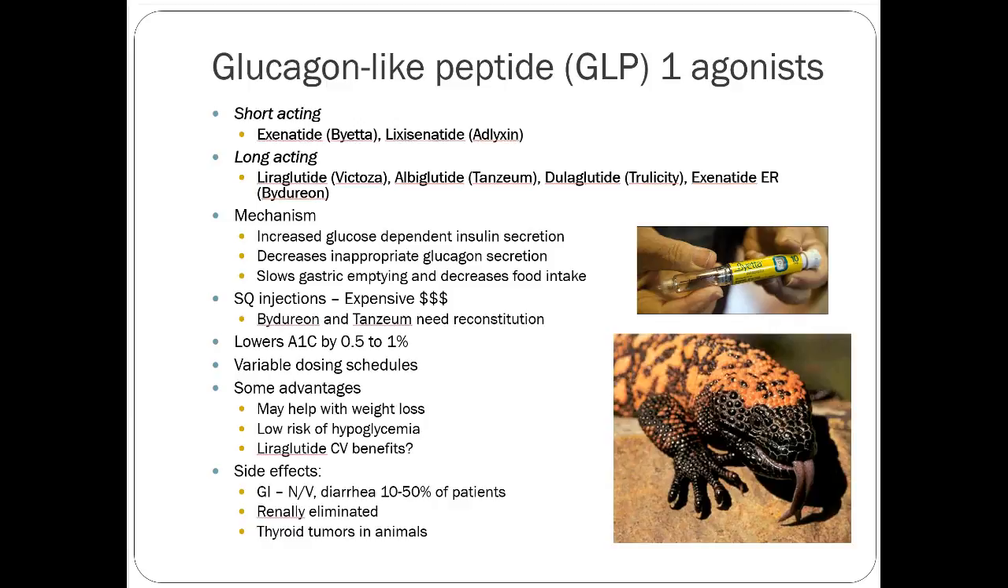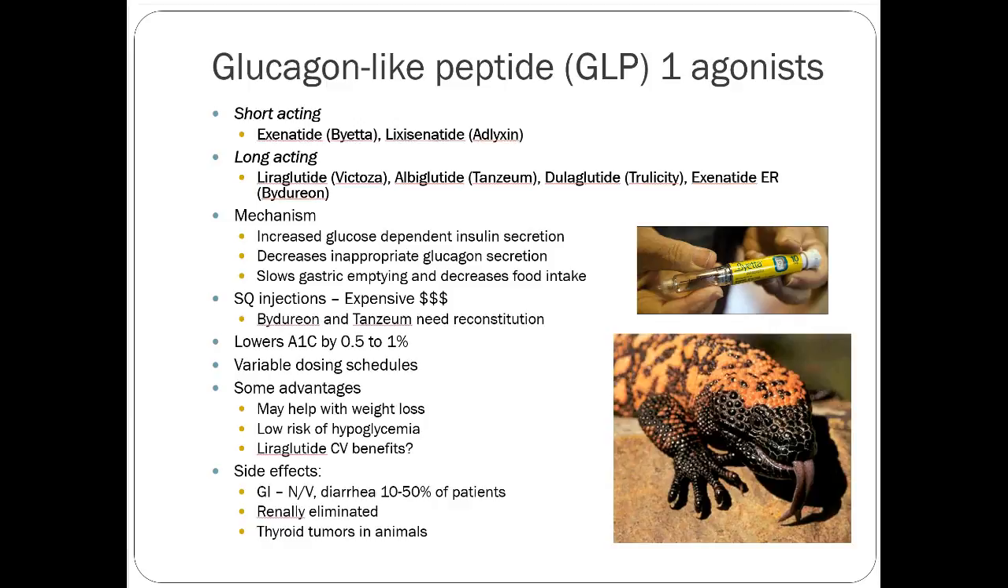Dosing schedules are kind of all over the place. Usually you're looking at once weekly or once daily medications, depending on the product. Advantages: weight loss, pretty low risk of hypoglycemia. That's always good. Liraglutide itself has some perceived cardiovascular benefits in some studies, reducing risk of cardiovascular incidence in patients. So that's something that they're currently looking into more of. They might see that indication expand potentially for patients at higher CV risk and diabetes taking this medication.